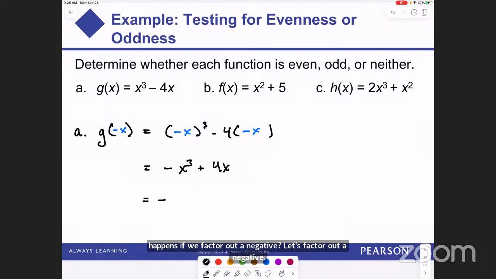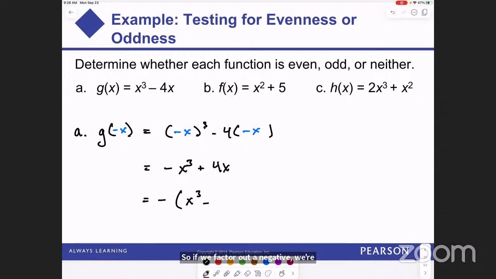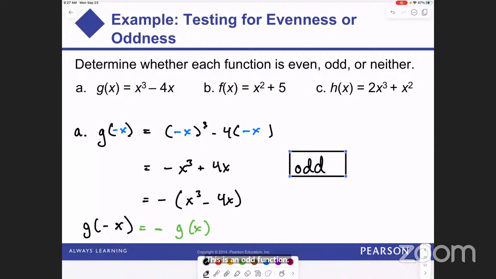So if we factor out a negative, we're going to have x cubed minus 4x. Is this a negative times the original? Yes, right? This is a negative times the original. Not f, but g, right? So this is indeed a negative times the original. So we have g of negative x equals a negative times g of x. So that's the definition of what? That's the definition of an odd function. So g is odd. This is an odd function. That means it's going to be symmetric about the origin.